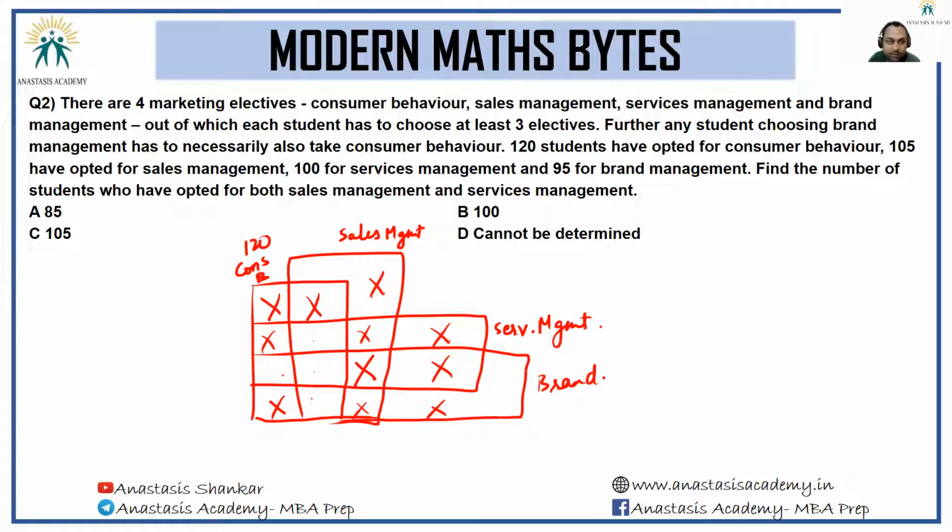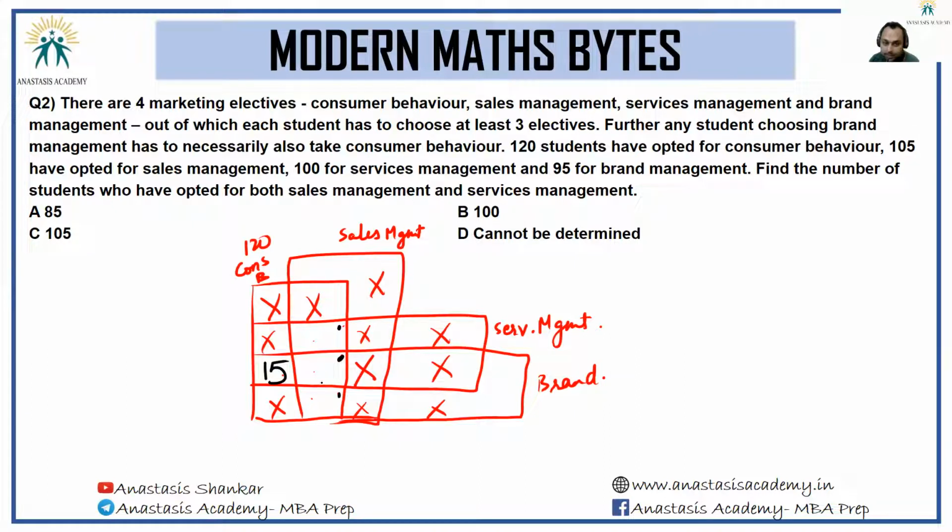Okay. 105 have opted for sales management. Now, sales management only has these 3 regions. Can I change the color of the pen? Yes. Sales management is only these 3 regions. This one here is left. And I know total people are 120. If these 3 are 105, this region here should be 15. This is identified. Okay.